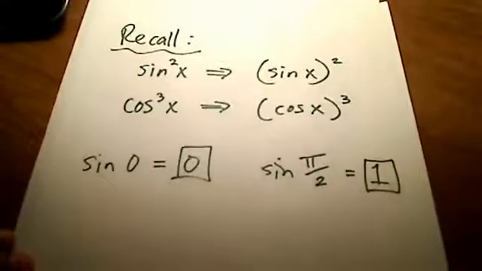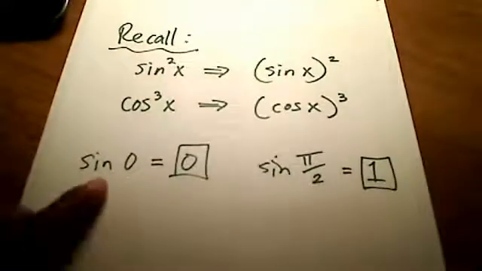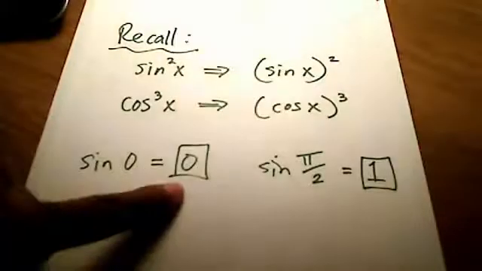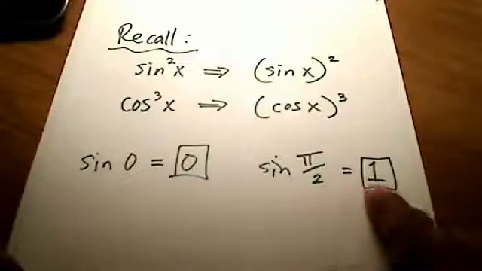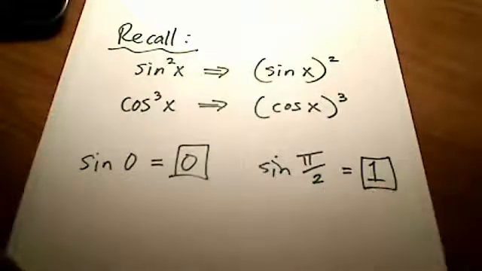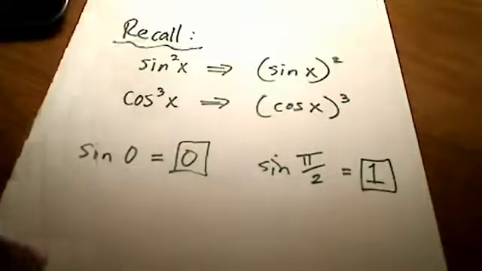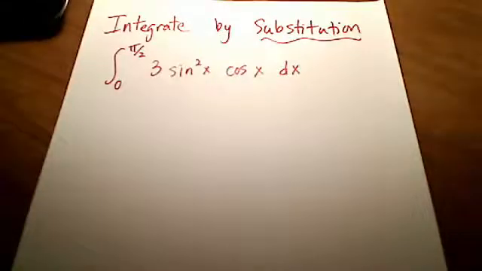The other thing that you should recall from trig days is that the sine of 0 is 0, and the sine of 90 degrees, or pi over 2 radians, is equal to 1. Okay, so with those things in mind, I can bring that back if I need to. Let's go ahead and tackle this integration here.